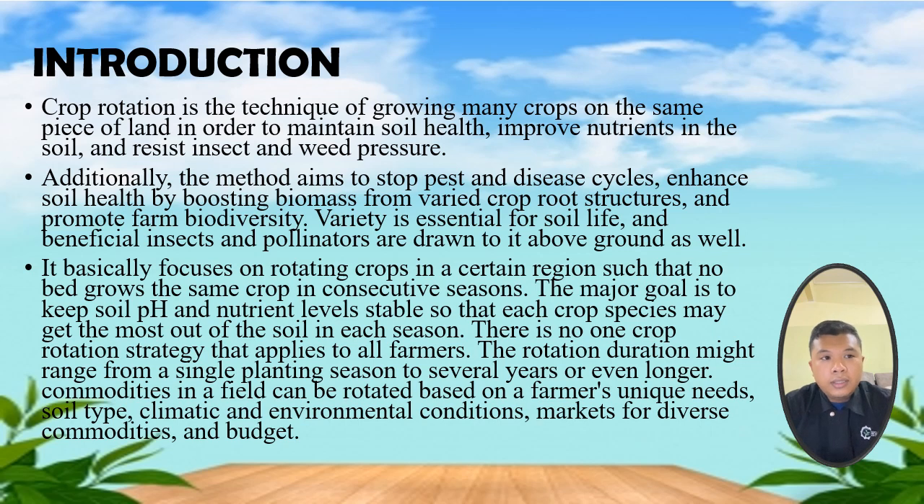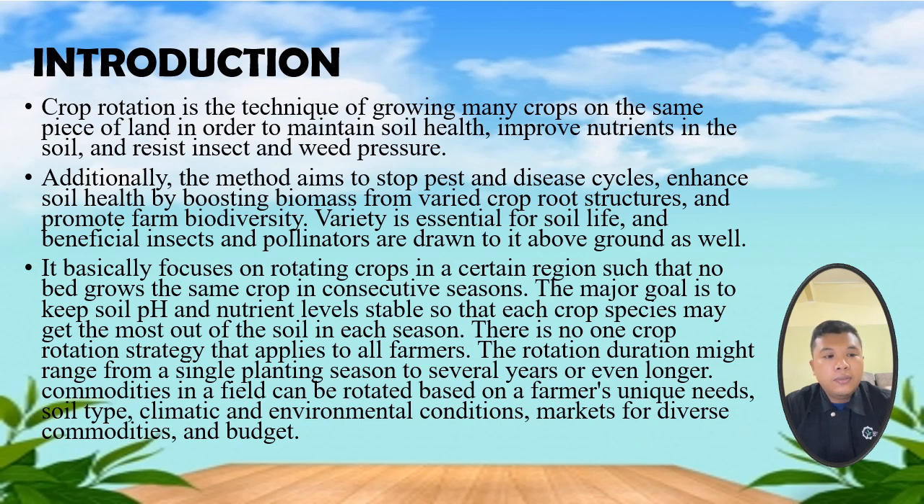Crop rotation is the technique of growing many crops on the same piece of land in order to maintain soil health, improve nutrients in the soil, and resist insect and weed pressure. Additionally, the method aims to stop pest and disease cycles, enhance soil health by boosting biomass from varying crop root structure, and promote farm biodiversity. Variety is essential for soil life, and beneficial insects and pollinators are drawn to eat above ground as well.